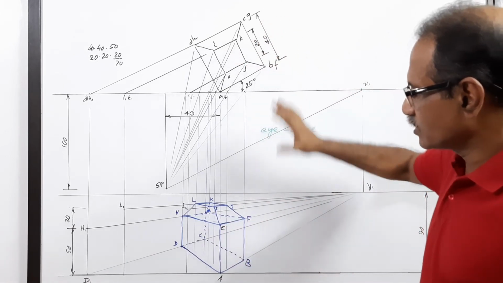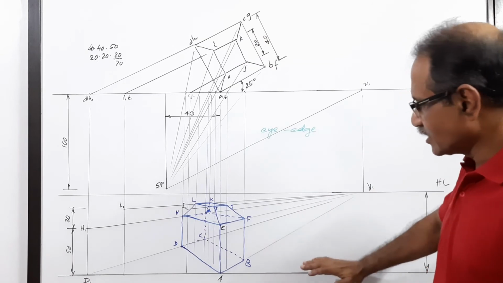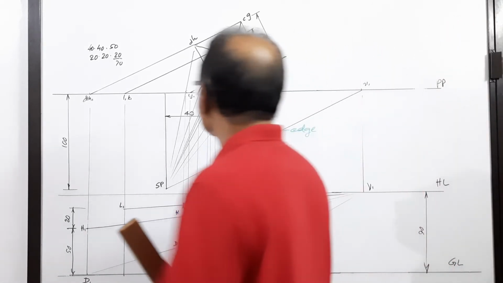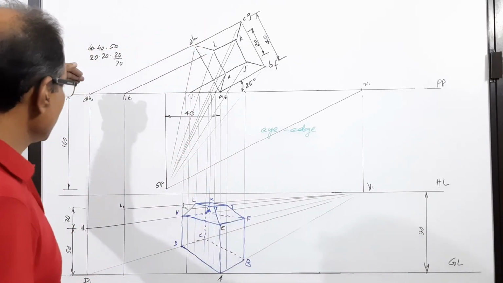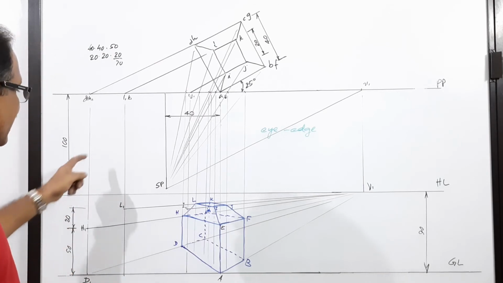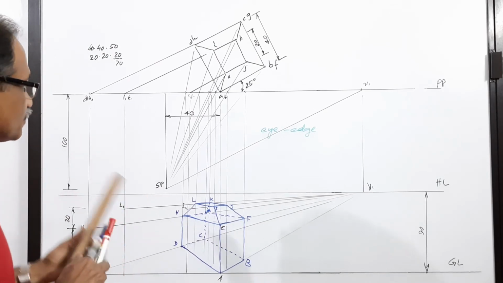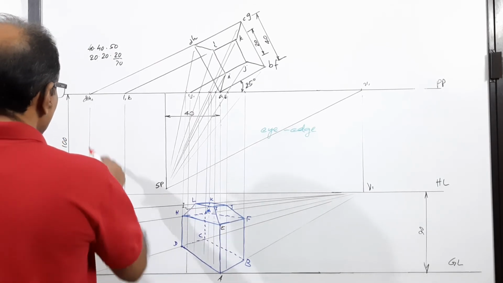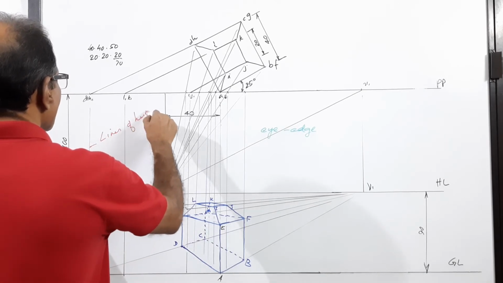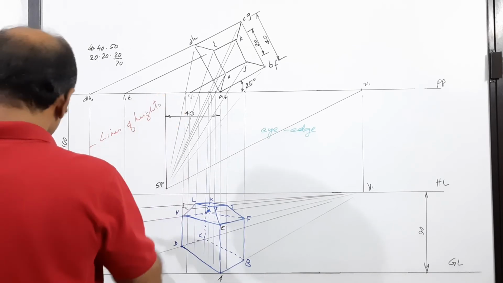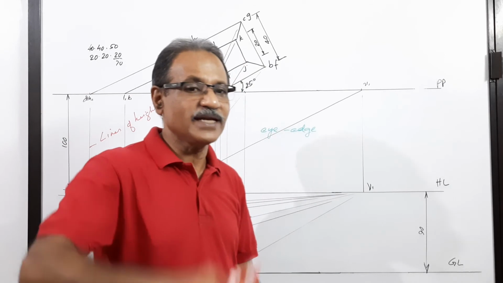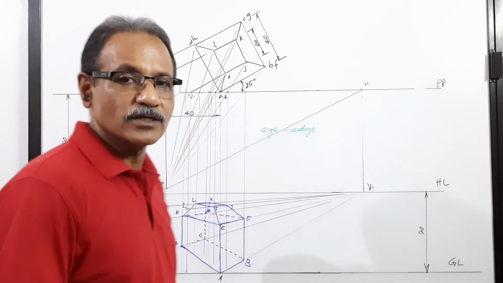In the plan as well as in the position of HL, GL and these points also. When you extend this side, since it is cutting the picture plane, it will represent true height. These lines are called the lines of heights. When you extend a part of the object and cut it on the picture plane, it will represent true height.